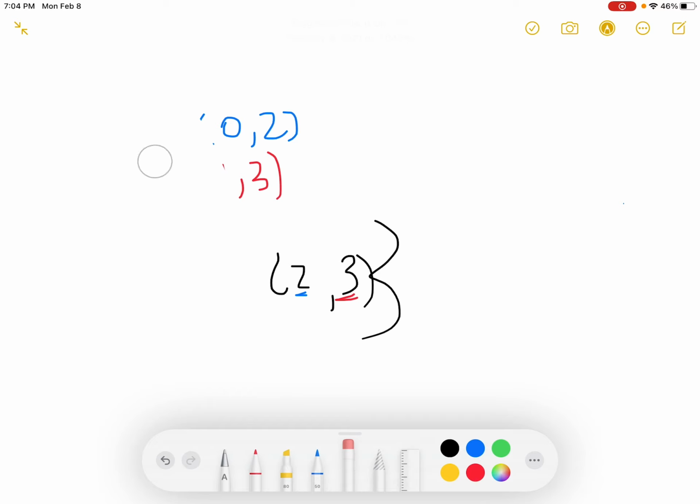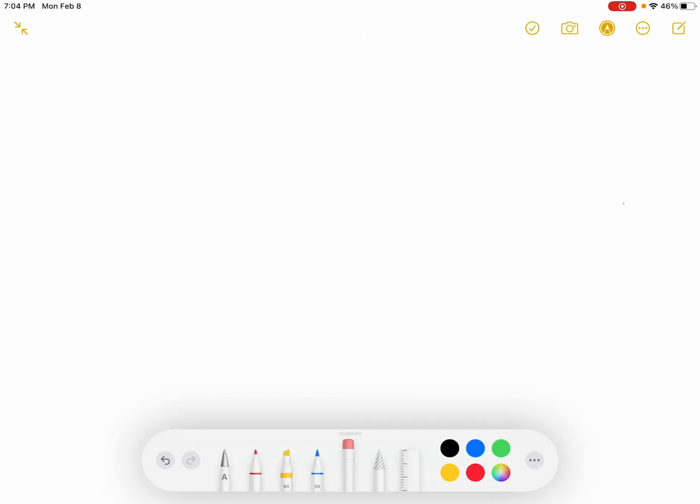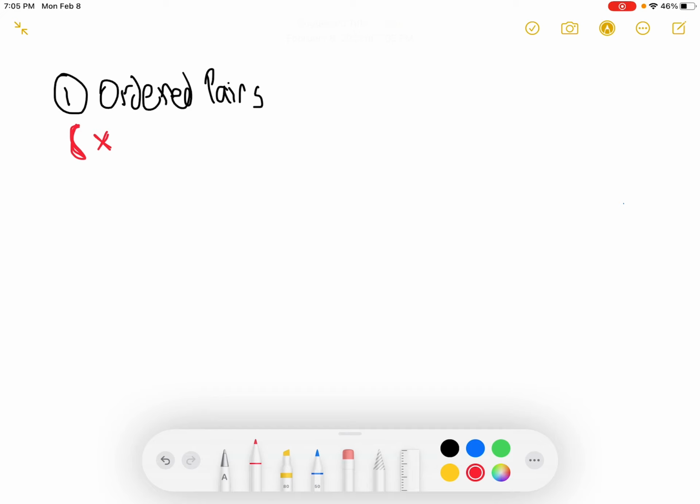Now let's review the ways that we can show data in algebra. There's 4 basic things we can do to show these ordered pairs, or these sets of values, like in the relations. So number 1 is ordered pairs. Once again, if you didn't see the last video, sorry about the background music. So that would just be x, y, something like that.